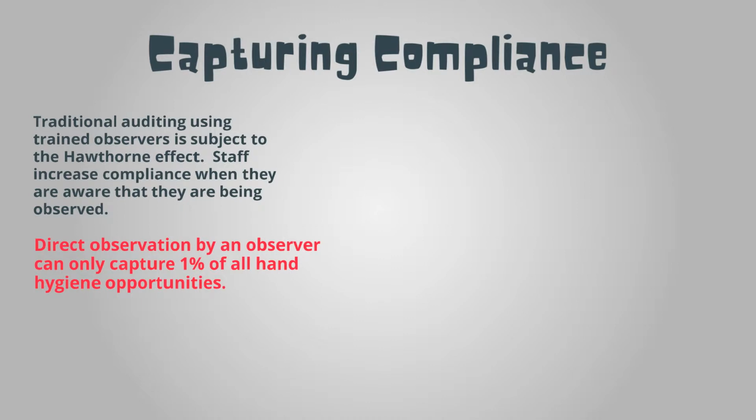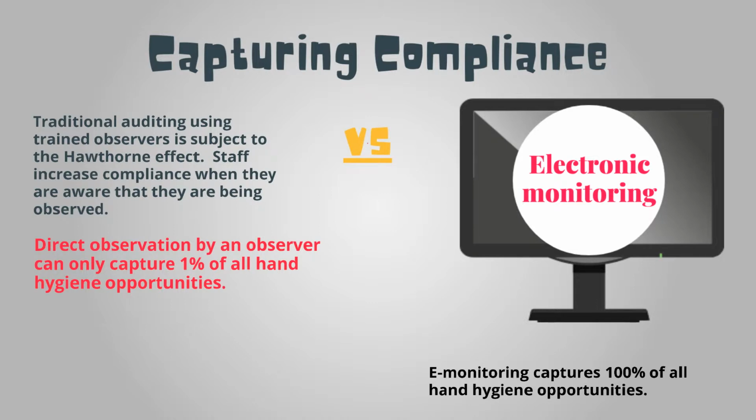Traditionally, hand hygiene compliance is measured by direct observation using person-to-person auditors. Over time, these observers become known to us, and we often change our behavior when we see them. This is called the Hawthorne effect. Direct observation can only capture about 1% of all hand hygiene opportunities.